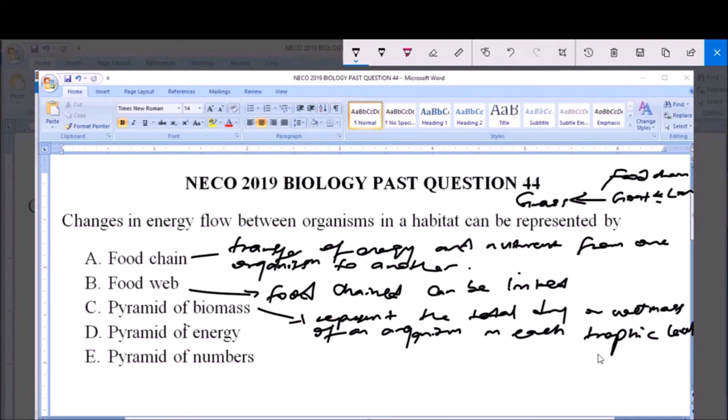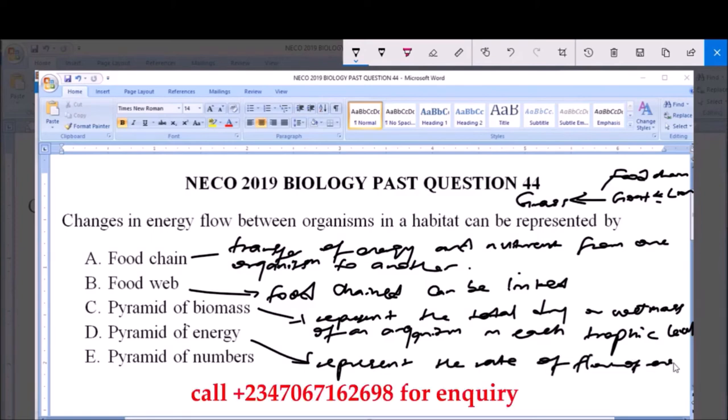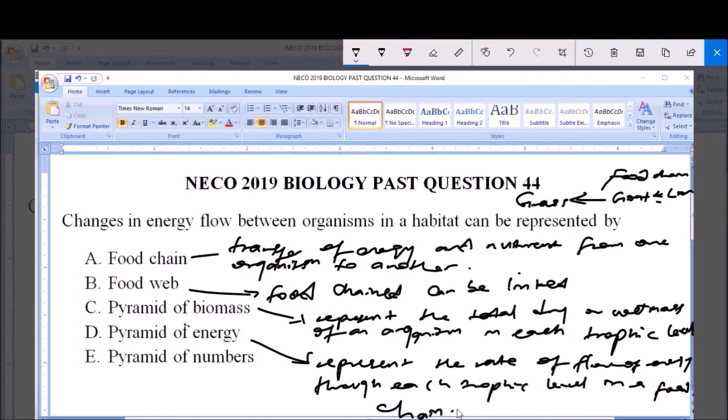Now, pyramid of energy. Pyramid of energy actually represents the rates of flow of food energy through each trophic level in a food chain. So pyramid of energy is mainly concerned with what? With the rates of flow of energy, that is the changes concerning the rate of flow of energy in a food chain. Now pyramid of numbers simply represents the number of individuals at each trophic level.